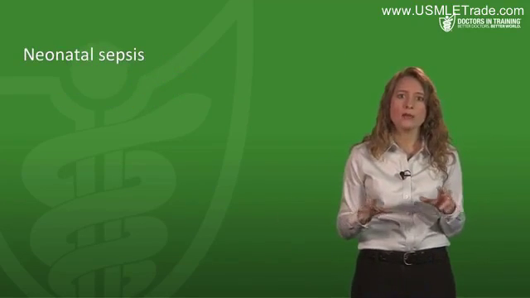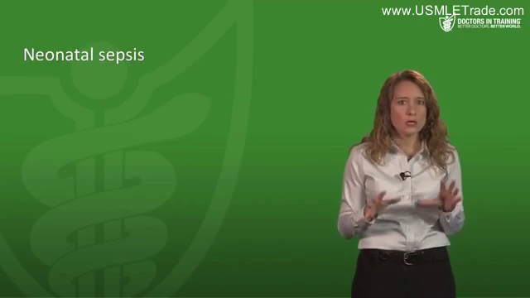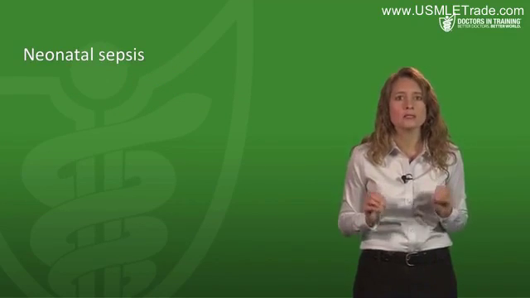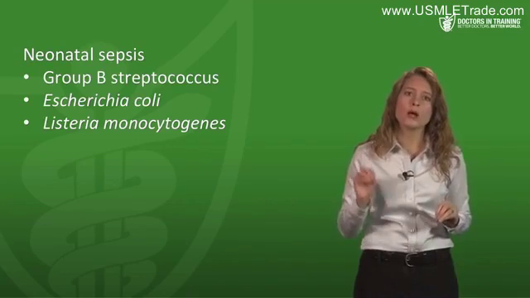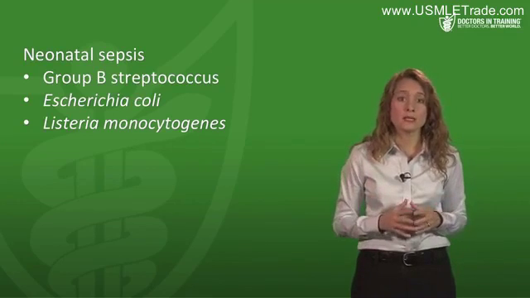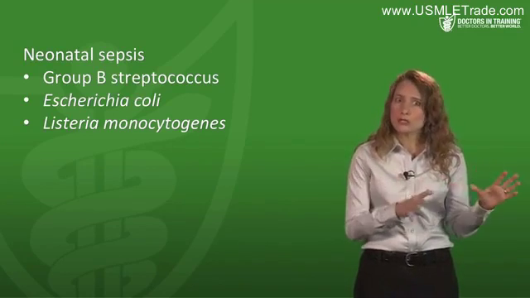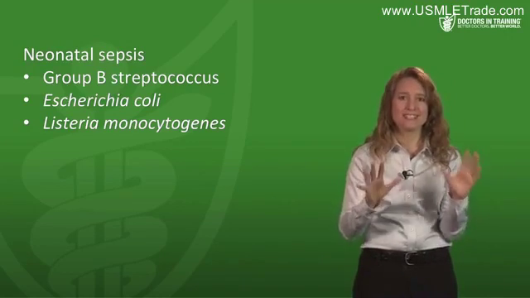And just as an FYI, there are 3 organisms that I want you to think of when you see a question about neonatal sepsis. And those are Group B strep, E. coli, and Listeria monocytogenes. We'll go over those again later in the course, but repetition is a good thing.